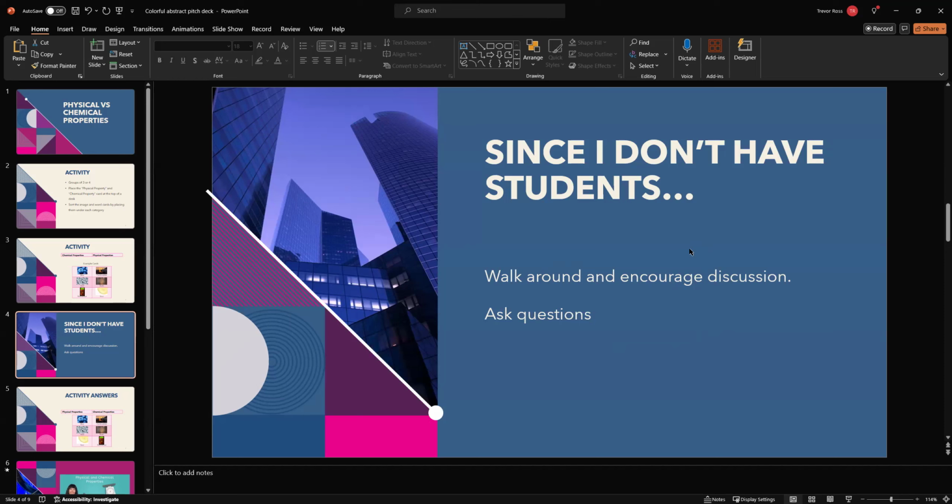Some of the questions I would be asking students is, when you look at your card, does it have one of the five senses included in it? Like, can you tell what that is based on your five senses? Is the material changing? Is it staying the same? Does this ever vary?